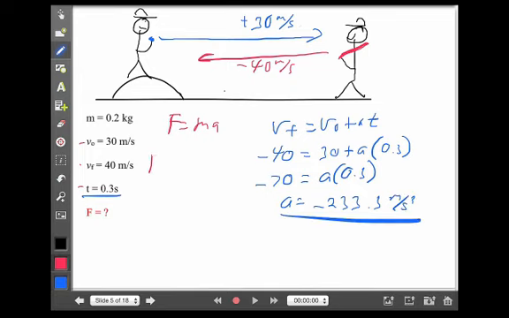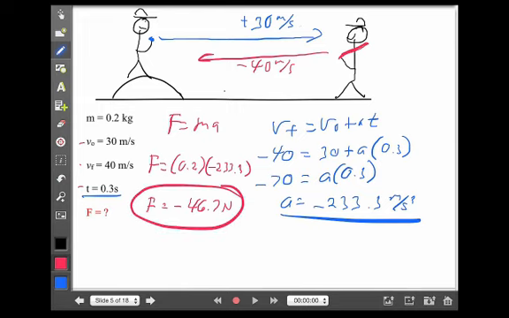Now, coming up to the force, well, the mass of the ball is 0.2. Acceleration, negative 233.3. Gives a force of negative 46.7 newtons. A lot less than a car crash, right? And again, you'll notice that because the person is swinging in the negative direction, the force is applied in the negative direction, as is the acceleration. So it all matches up with what we're seeing. And that's basically how Newton's second law works.